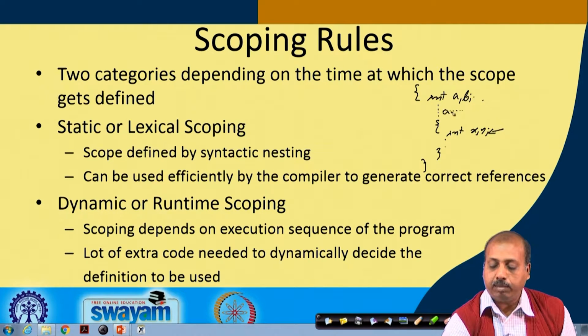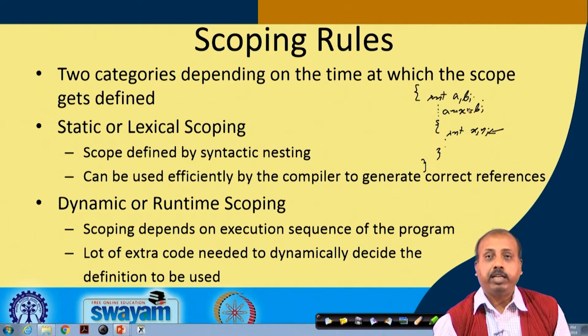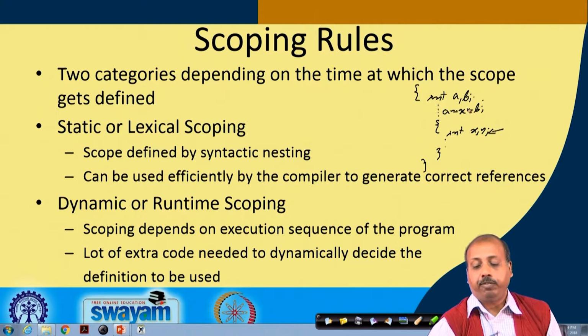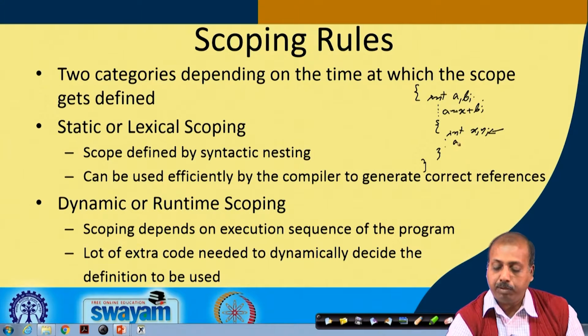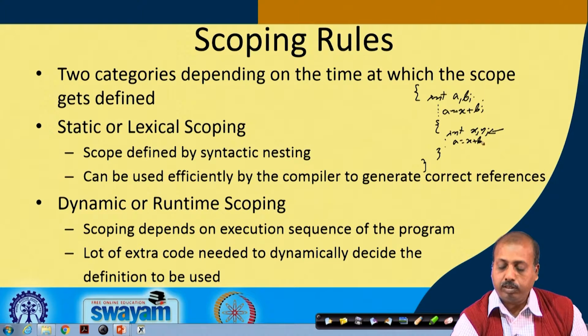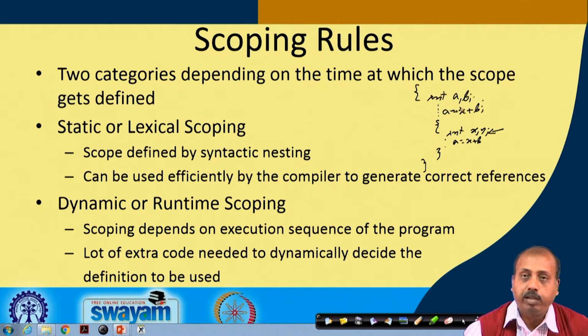So, if I write something like x plus b, in that case the compiler should give the error that x is undefined, because x is not defined in the current scope or the local scope at this point. However, if I write a equal to x plus b at this point, that will be absolutely fine, because this a and b will be coming from the outer block. From the outer block these identifiers are defined, and they can be used in the inner block. So, this is the scope defined by syntactic nesting.